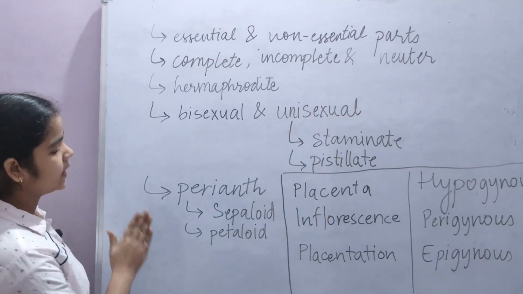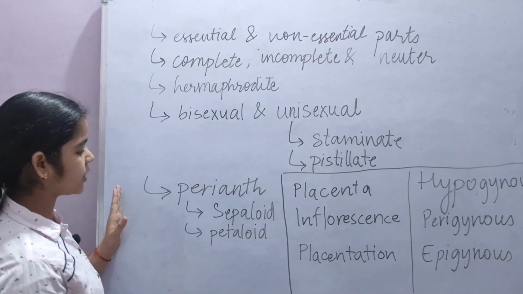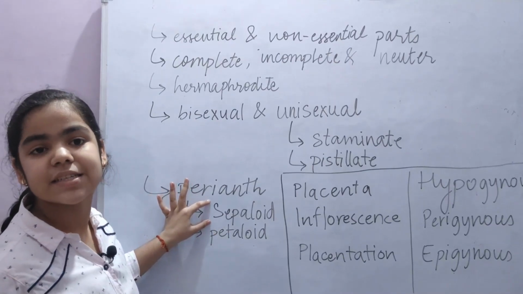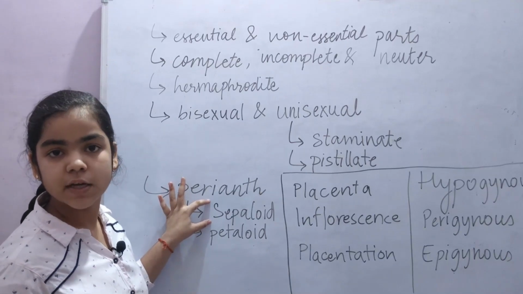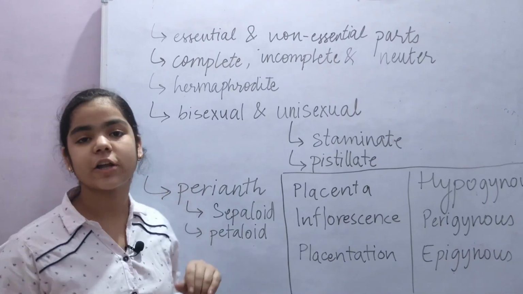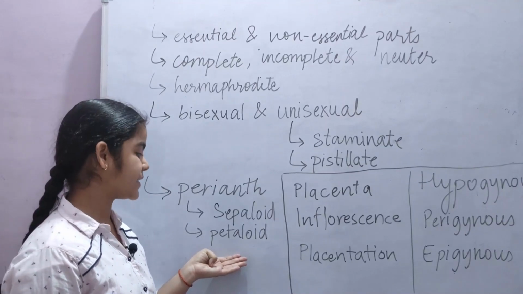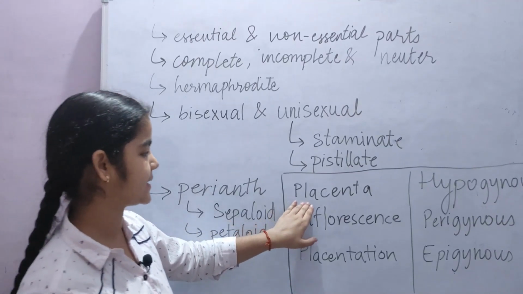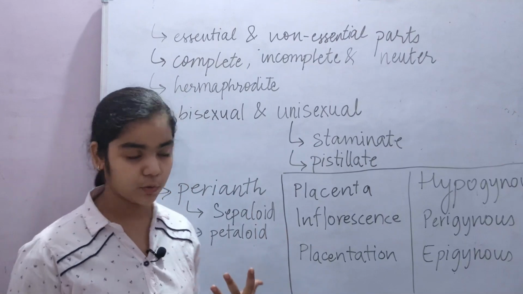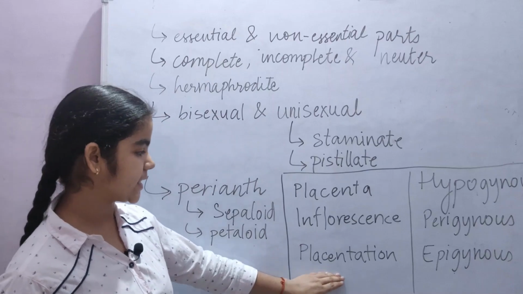As we discussed earlier, when the sepals and petals are fused together, they are called perianth. Now there could be two conditions. If the fused sepals and petals seem like sepals, then you will call it sepaloid, and when it seems like petals, then you will call it petaloid. Now what is placenta? Placenta is the tissue which attaches the ovule to the wall of the ovary. The manner in which the ovules are arranged on the wall of an ovary is called placentation.